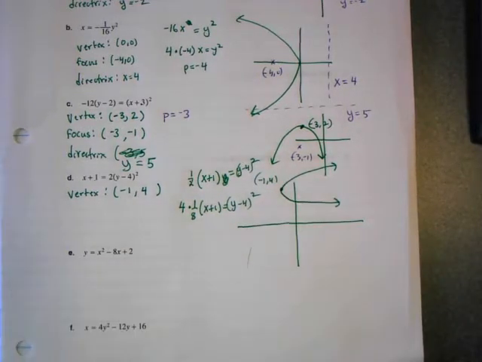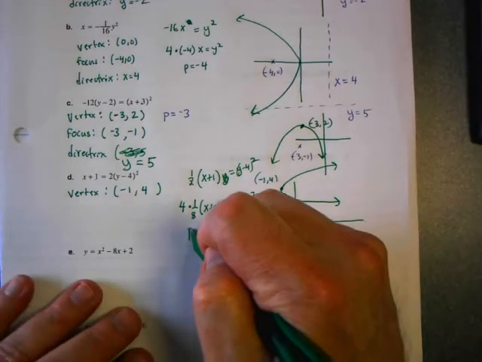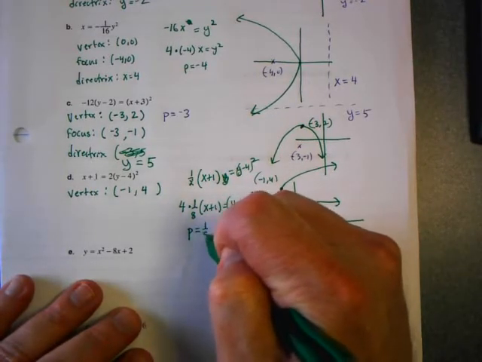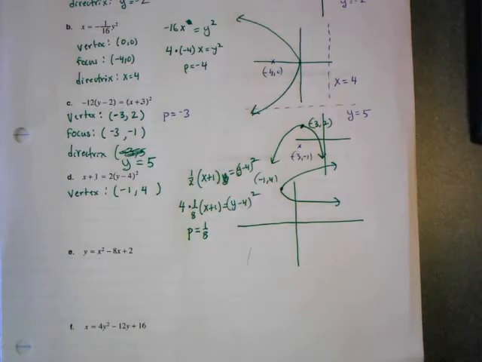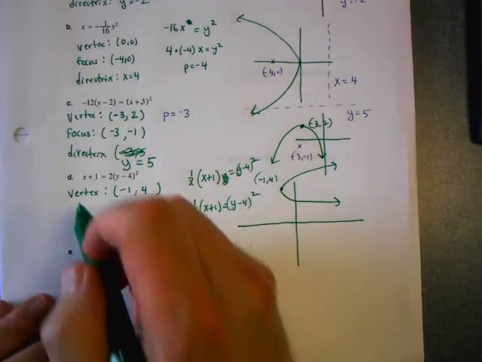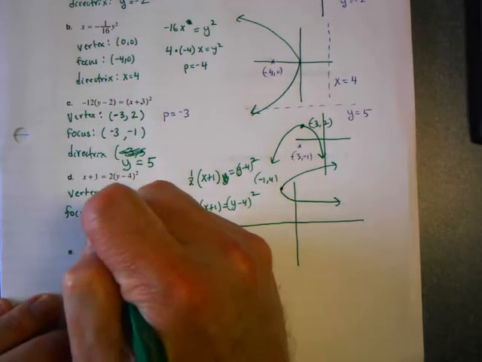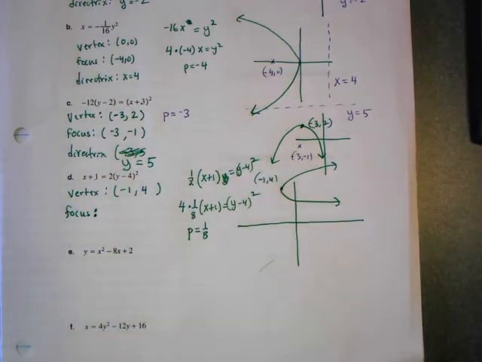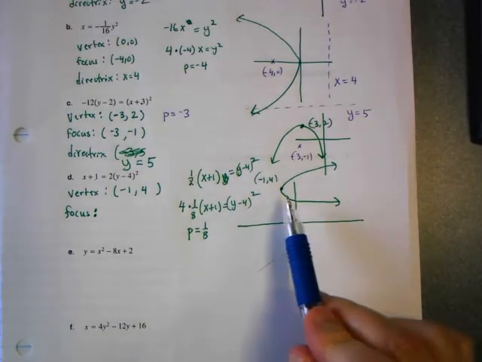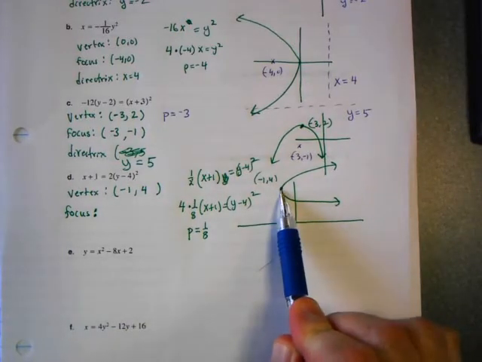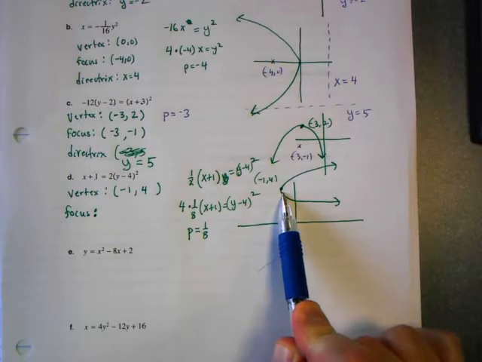All right, so we had to rewrite that one a little bit first. So p can be an ugly little fraction like that. That can happen. Here's a good example. P can be the number 1/8. So if P is the number 1/8, where in the world is my focus? Well, in this case, I would start at the vertex. In which direction would I move to find the focus?